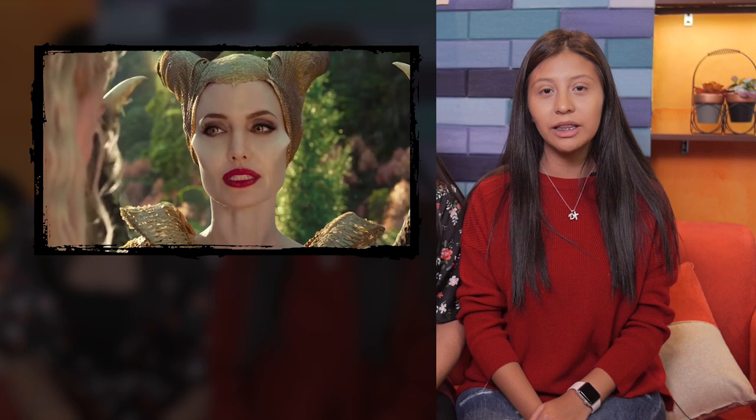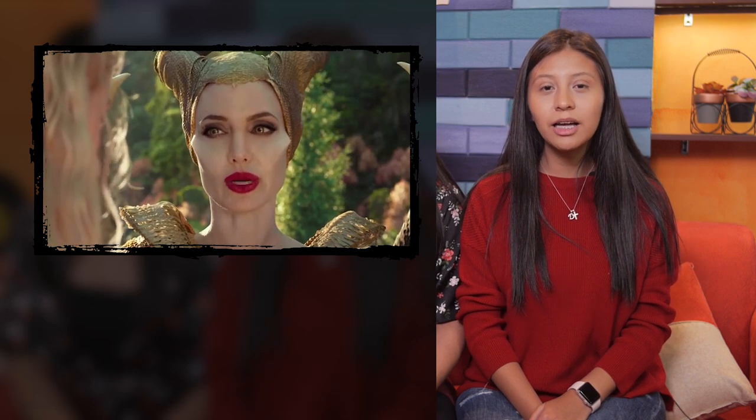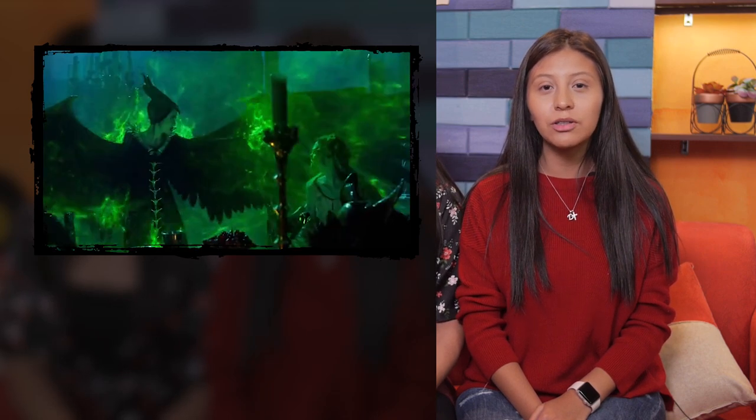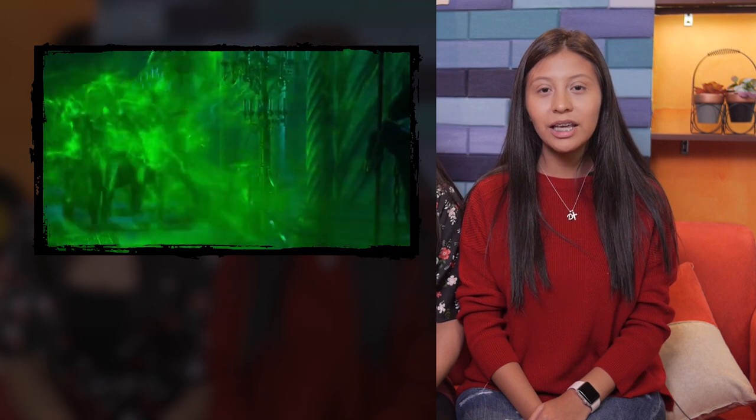Maleficent, Mistress of Evil. Maleficent is a film based on a fantasy story about the love of Maleficent and Aurora. They both form an alliance and face new problems in their fight to protect the Moors and its magical creatures. We highly recommend that you see these films. Thank you.